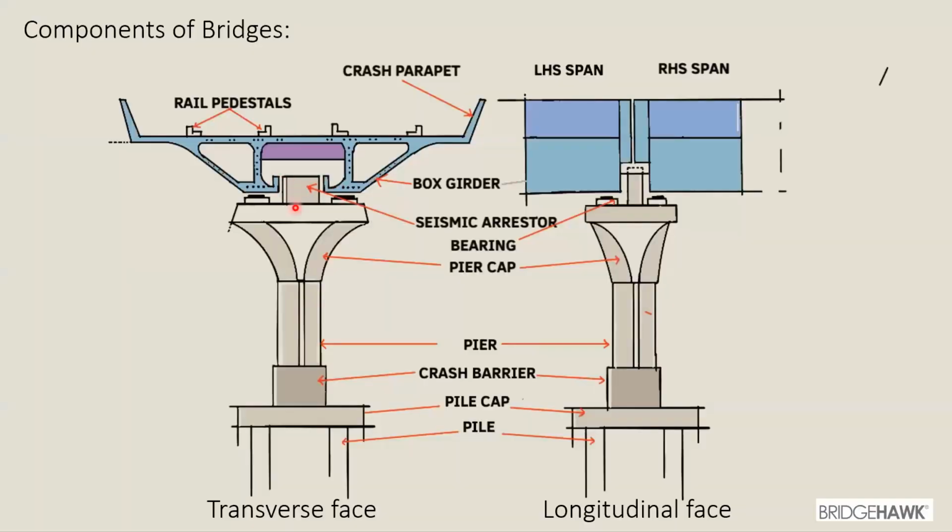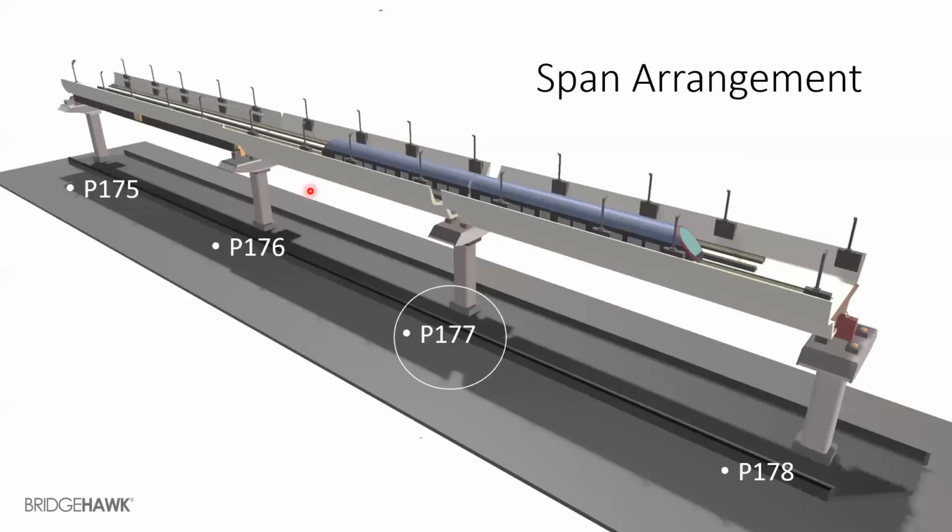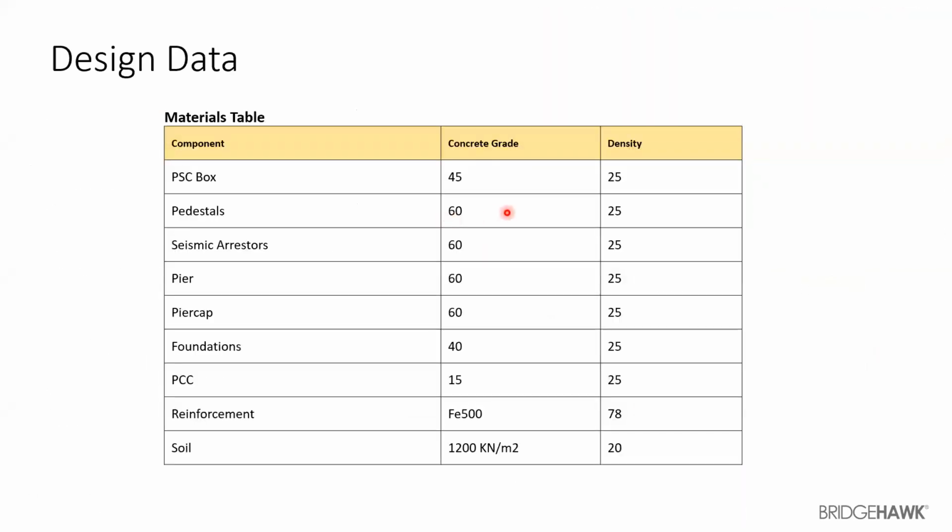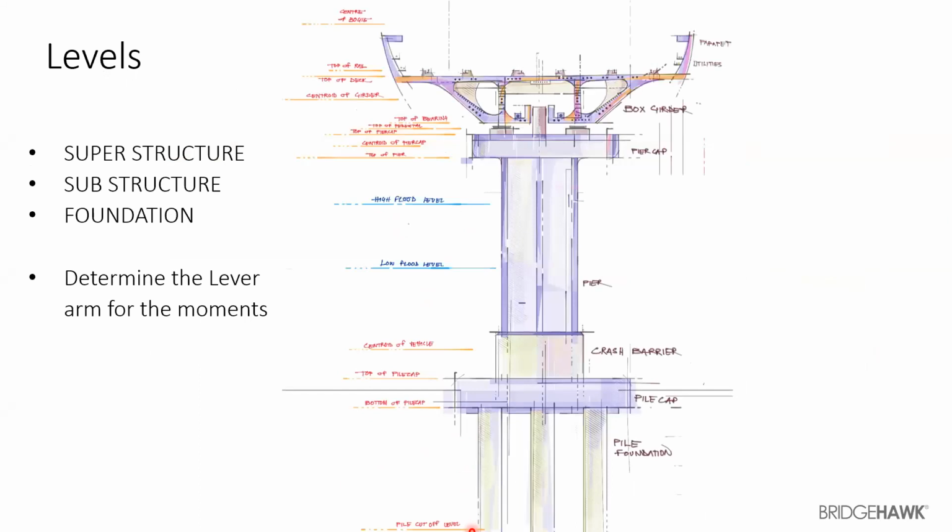The pedestals, seismic pedestals, bearing pedestals, all these are the pedestals. So what is the grade? I'm just taking a sample example and telling you what would be the most likely value, so that you can have an idea of the normal range. Seismic pedestals, M60, pier cap, foundations, M40, reinforcement, and the soil bearing capacity that we're using. This materials table will help you find out the characteristics of the material you're using, and later on the density values will help you for the self weight.